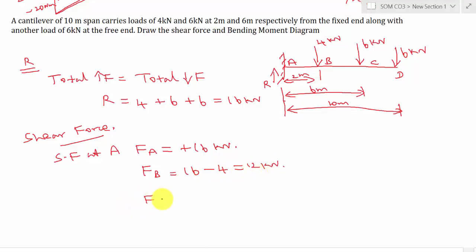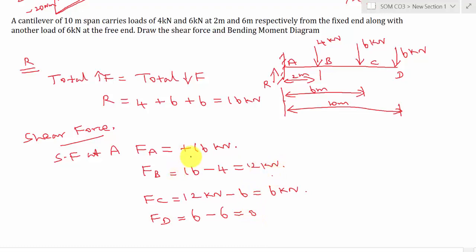Then at point C, FC is equal to 12 kilonewton, then another 6 kilonewton force is acting in the downward direction. So it is minus 6, that is equal to 6 kilonewton. Then at point D, FD is equal to, so we have 6 kilonewton acting in the section CD. So it is 6 minus another load of 6 kilonewton acting in the downward direction. So minus 6, that is equal to 0.